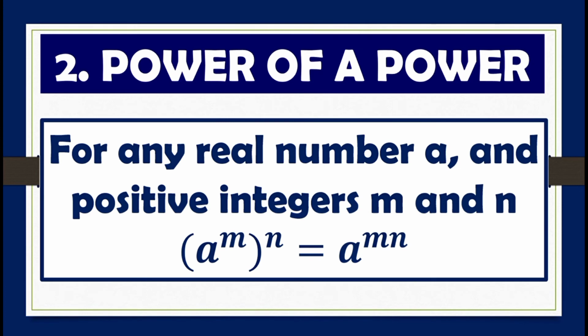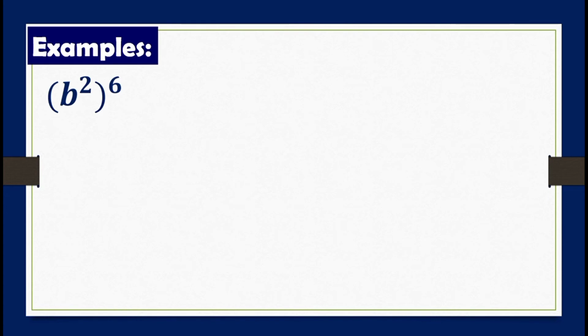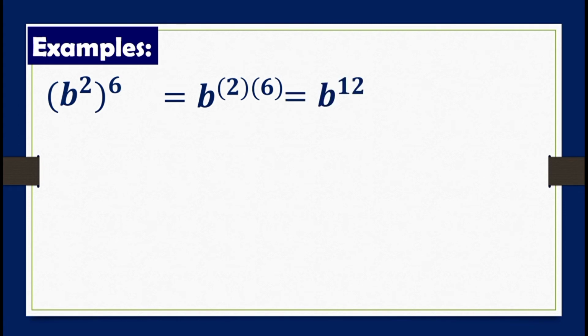Power of a power. For any real number a and positive integers m and n, quantity of a raised to m raised to n is equal to a raised to the product of m and n. For example, quantity of b squared raised to the 6th power. All we need to do is to multiply our exponents 2 and 6. The simplified form becomes b to the 12th power.